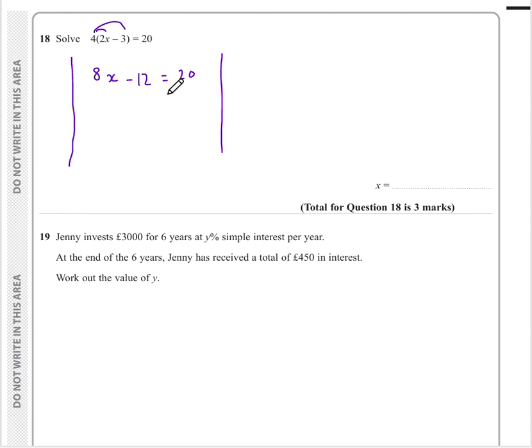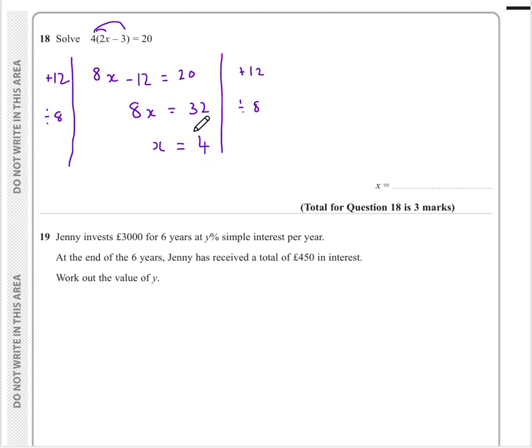Then when we're solving an equation, we need to do the inverse. So we've got 8 times x minus 12 equals 20. The first step is going to be to add 12 to both sides, which is going to give us 8x is equal to 32. Inverse of multiply by 8 is divide by 8. I'm going to get x is equal to 4.